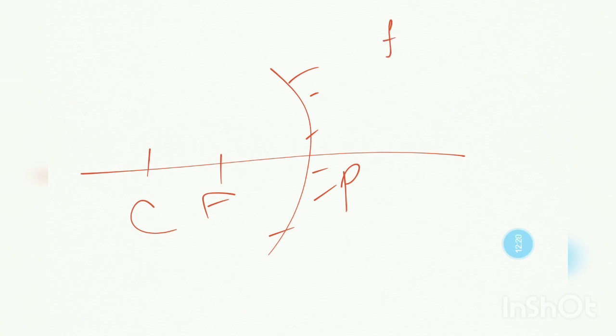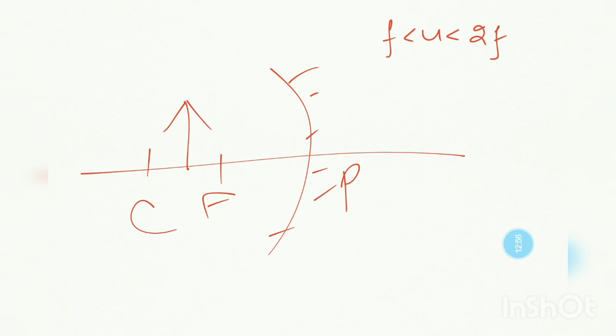The condition given is that the focal length is less than the object distance, which is less than double the focal length. So double the focal length is nothing but the distance from center of curvature to pole. You know this, right? We have already discussed this in the previous sessions. So the object is placed somewhere here, because the object distance is lesser than double the focal length but greater than the focal length. So it is placed in between C and F.